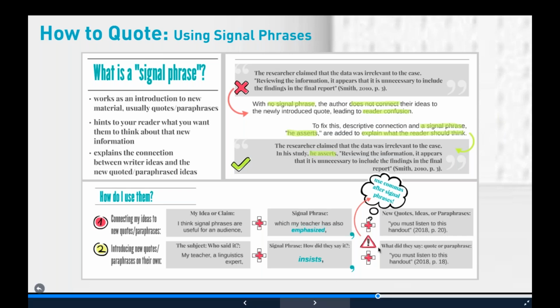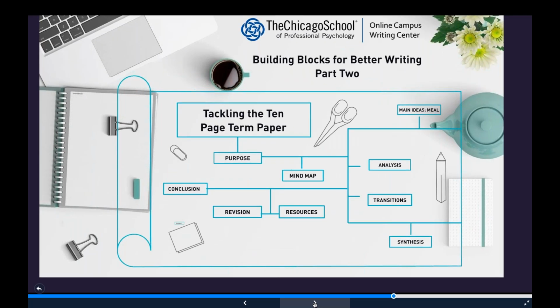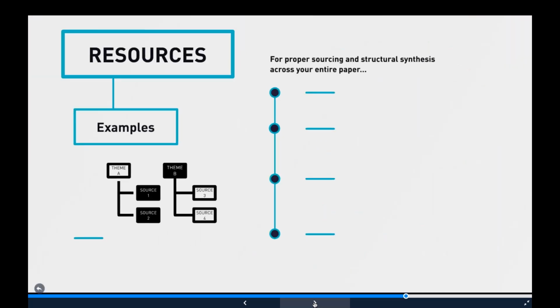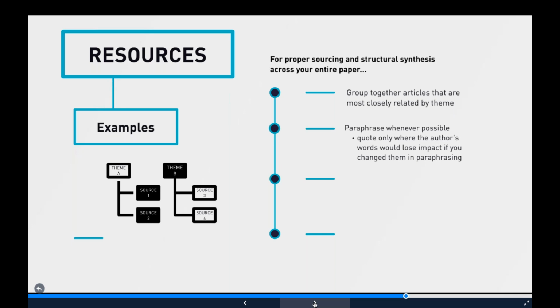So moving forward from signal phrases. In your resources for proper sourcing and structural synthesis, make sure you group articles that are related by theme. This seems somewhat obvious, but really think about it in that outline you do to start your paper. Add 2 citations to your outline before you write a paragraph that relate to the subject for that paragraph. That can help you be sure you're performing synthesis.